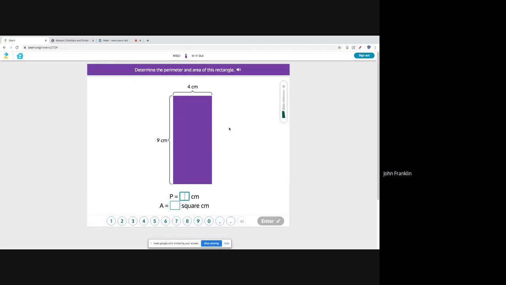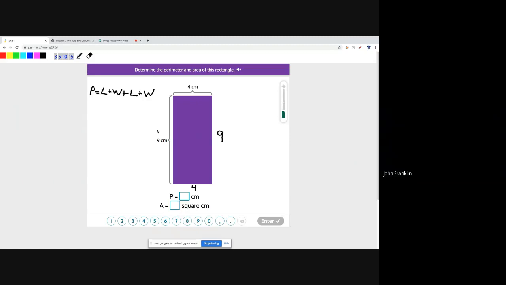Perimeter and area of a square. All right, so let's work through this again. Let's start with perimeter. We know that each side has to be equal, so let's put our web writer on. If this is 9, the other side has to also be 9. If this is 4, the other side has to also be 4. For perimeter, we could do length plus width plus length plus width. Let's do that.